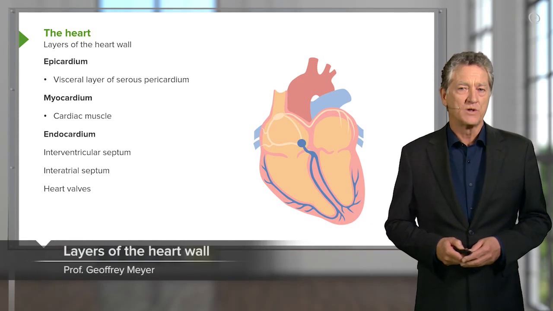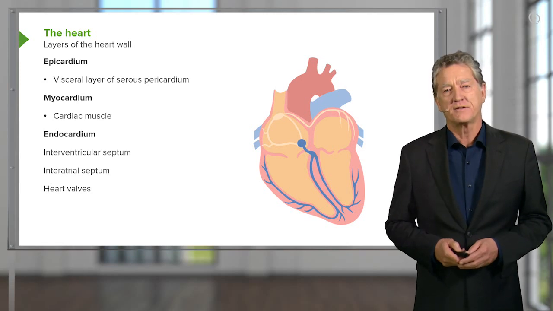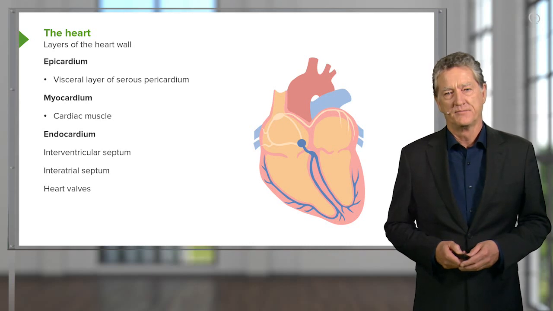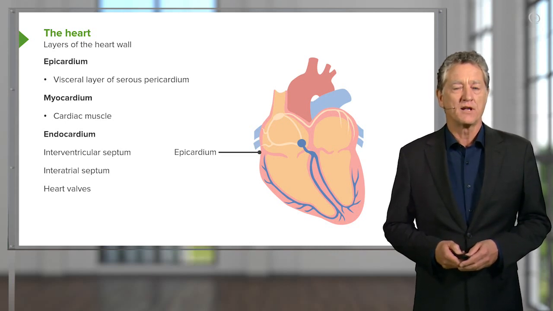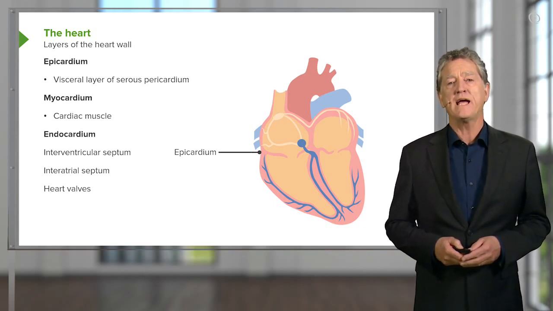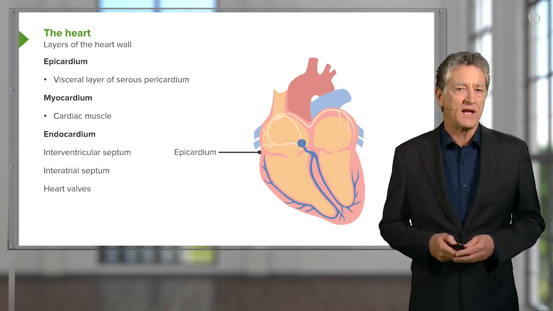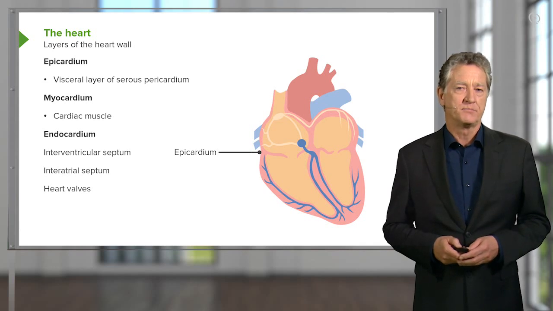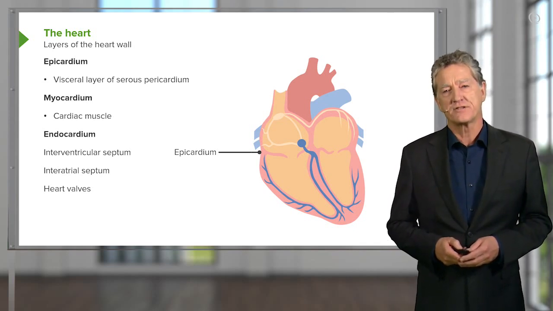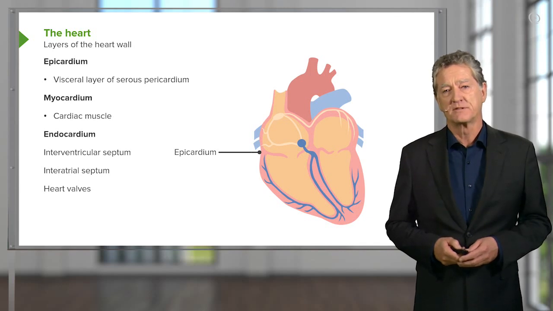Now, let's look again at this diagram and understand that there are three different components to the wall of the heart. First of all, the heart is lined on the outside by a thin capsule or thin membrane called the epicardium. This epicardium is actually a visceral layer of the pericardium, because that epicardium reflects back on itself and creates a pericardial cavity or sac in which the heart sits and in which the heart pumps.